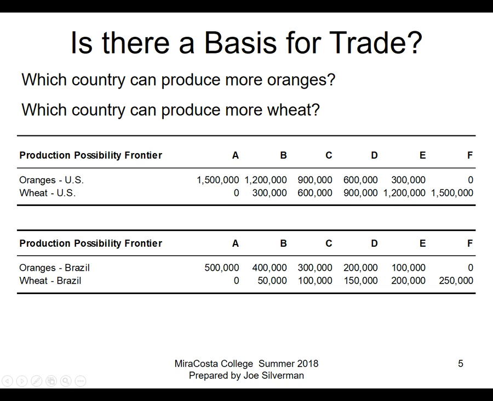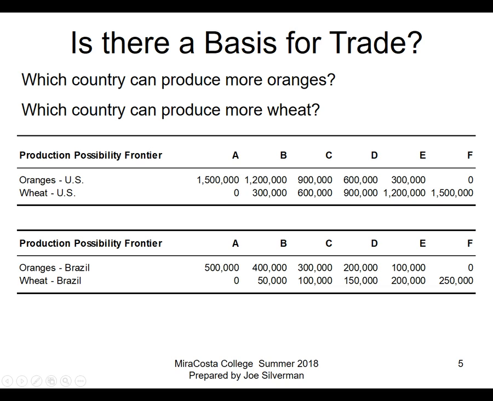Well, what about wheat? Turns out it's actually worse for Brazil. Why do I say that? Because it looks like the U.S. outproduces Brazil 6-to-1 when it comes to wheat. For instance, at B over here, we in the U.S. can produce 300,000 tons of wheat, whereas Brazil could only produce 50,000. If we go all the way out to the extreme, we, the US, can produce 1,500,000 tons of wheat, and in Brazil, they can only produce about 250,000. So we outproduce Brazil 6-to-1 when it comes to wheat and 3-to-1 when it comes to oranges.